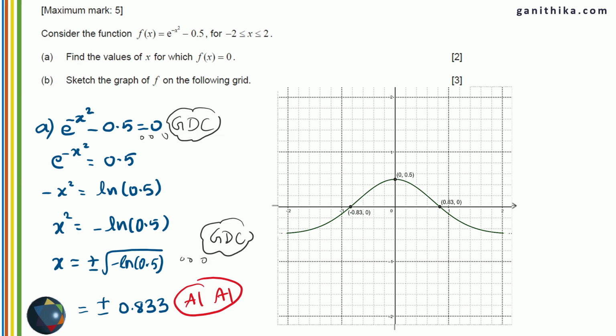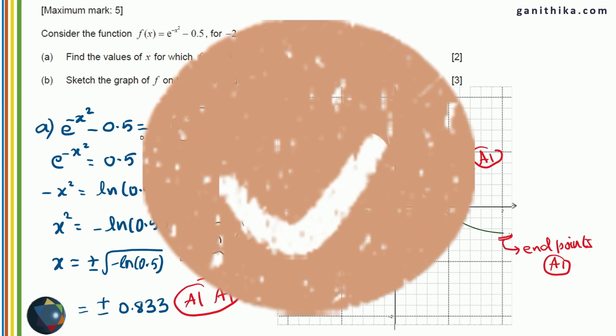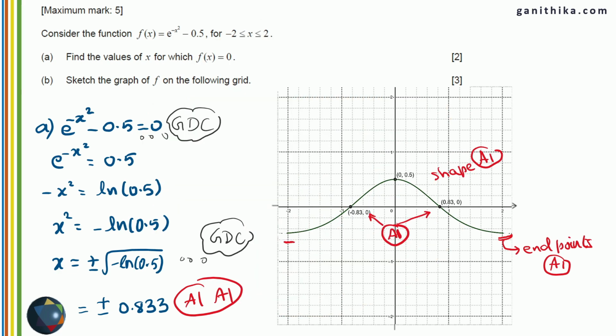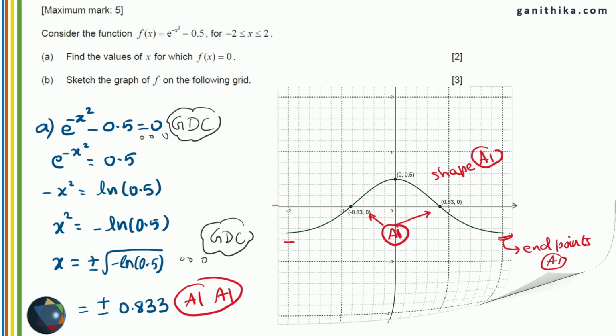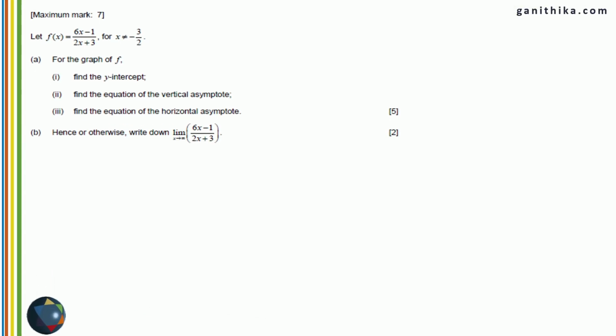Going for the marking scheme for sketching the graph question, we have A1 mark for the correct shape and A1 mark for both the x-intercepts, and A1 mark for the correct endpoints, minus 2 comma whatever it is, 2 comma whatever it is. If you have this stopped at minus 2 and 2, you will get A1 mark for this. If you extend this beyond these two ranges, then you will not get that A1 mark. And therefore be careful when there is a domain given in the question. Let's proceed further to the last question here.